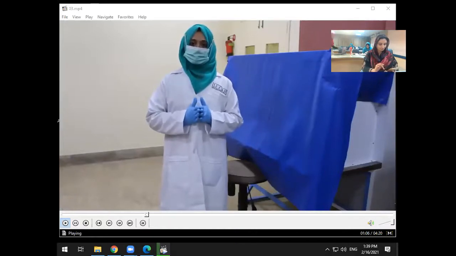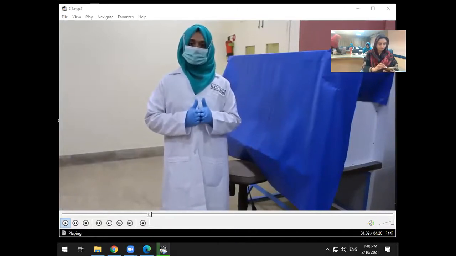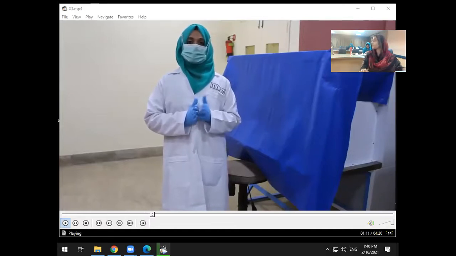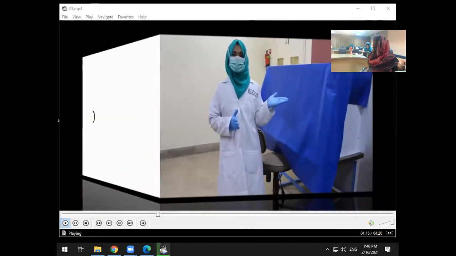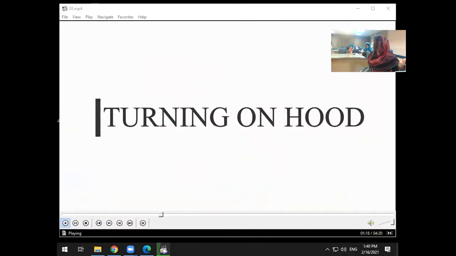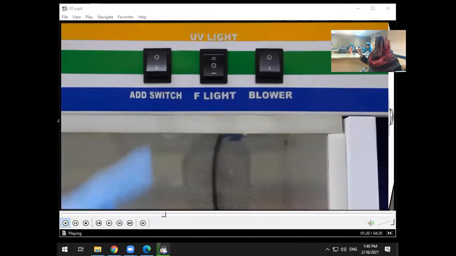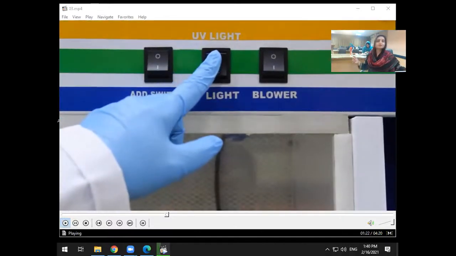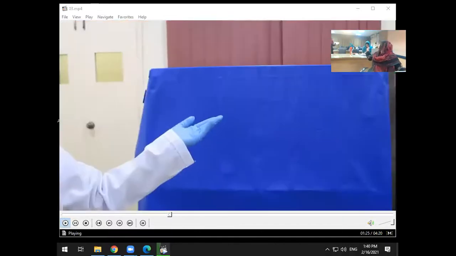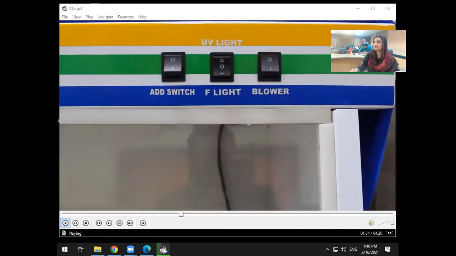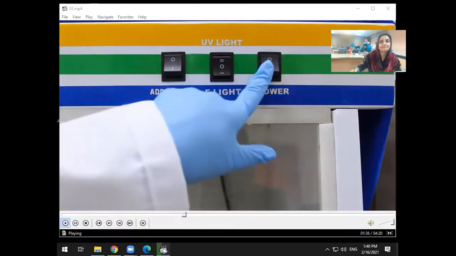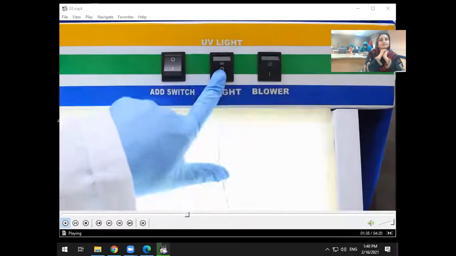Laminar flow hood is used to maintain the sterility of the cultures, and in order to maintain the sterility, we need to sterilize our hood first by exposing it with UV light for 15 minutes. Turn on UV light and cover the laminar flow hood, as UV light is hazardous for health. Turn off UV light. Remove the cover, turn on blower and light.